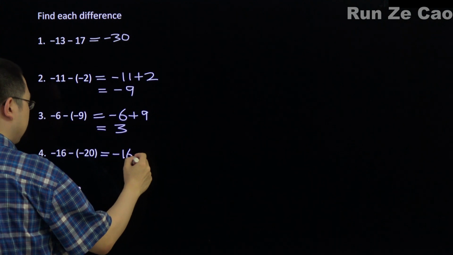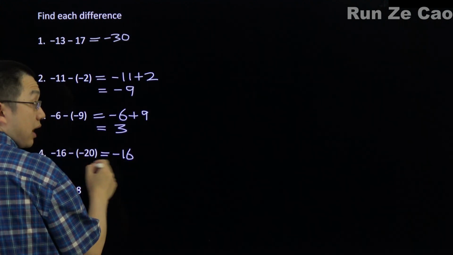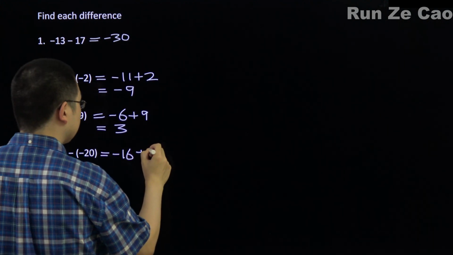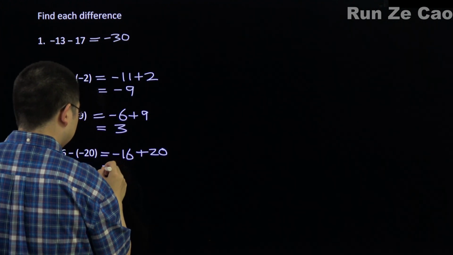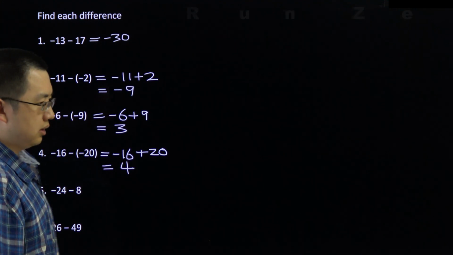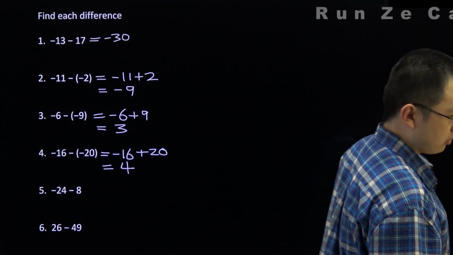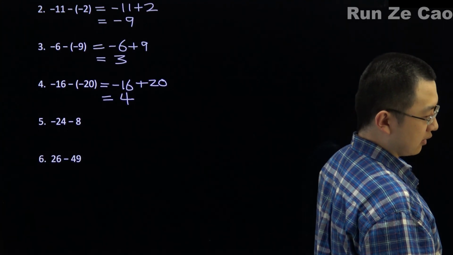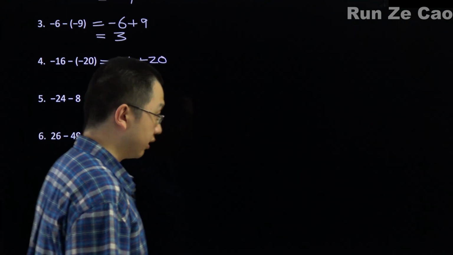Negative 16 minus negative 20. Opening up the bracket just gives you a plus 20. So negative 16 plus 20 means 4. Because it's the same as 20 plus negative 16, or just 20 minus 16.